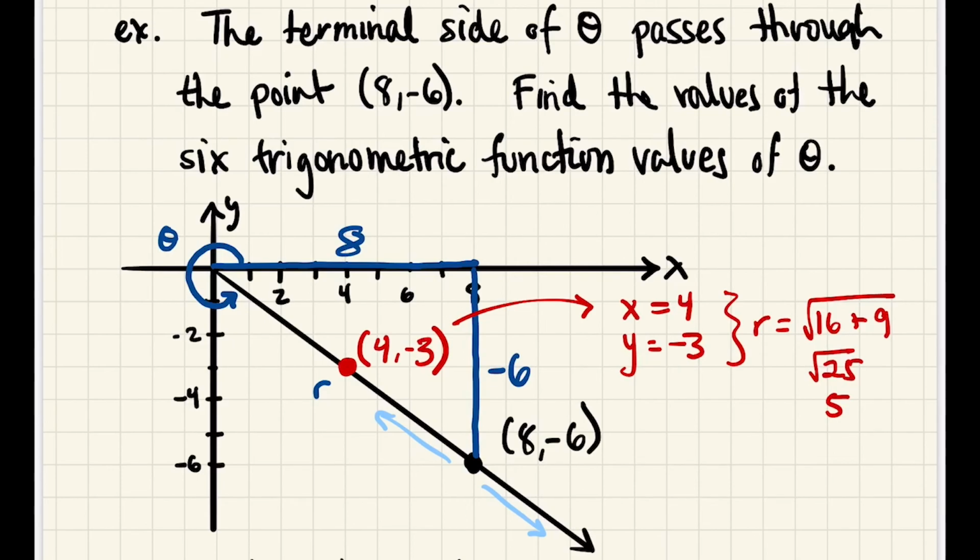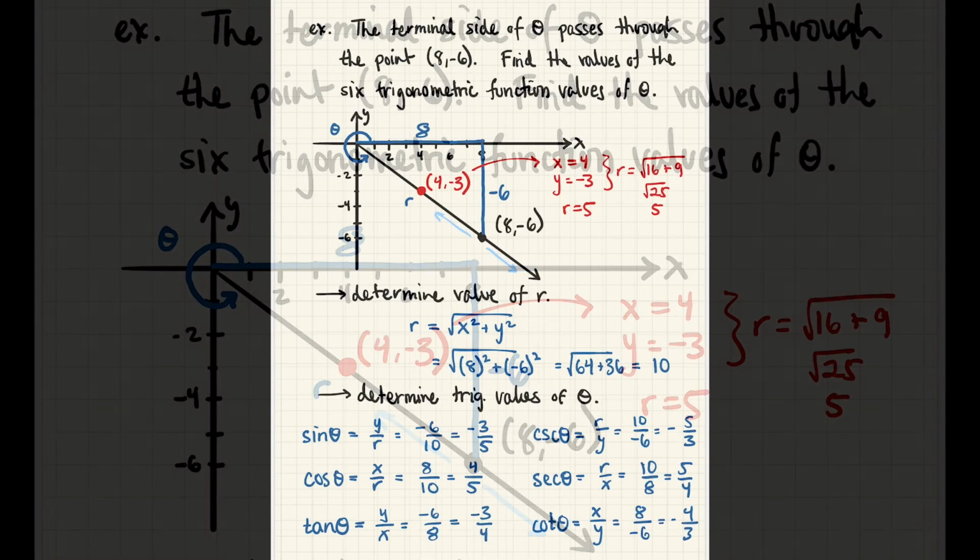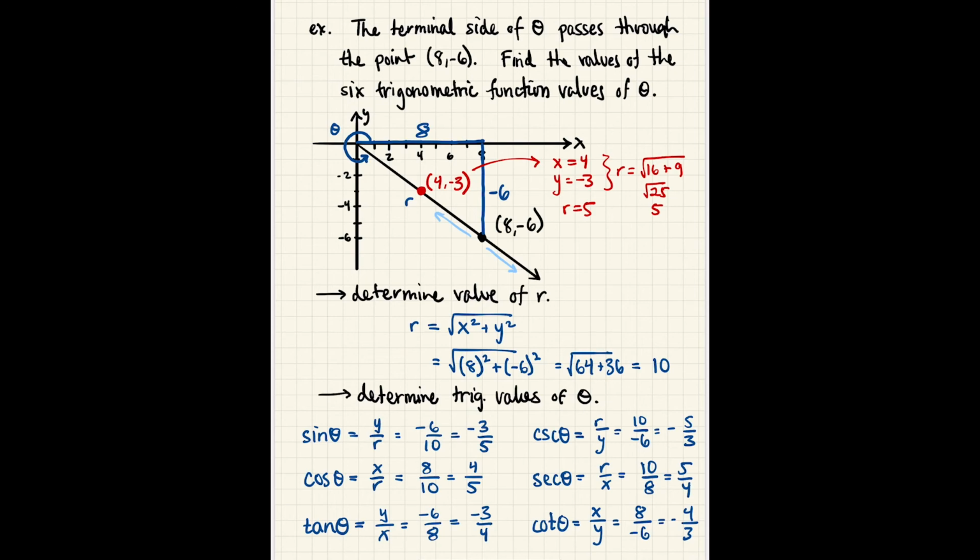So we would have had r equals 5. And building fractions out of those numbers would have given us exactly the same trig function values, as you can see. In fact, we wouldn't have even needed to reduce in that case. So the trig function values really are independent of the actual point that we choose, as long as that point is on the terminal side of theta.